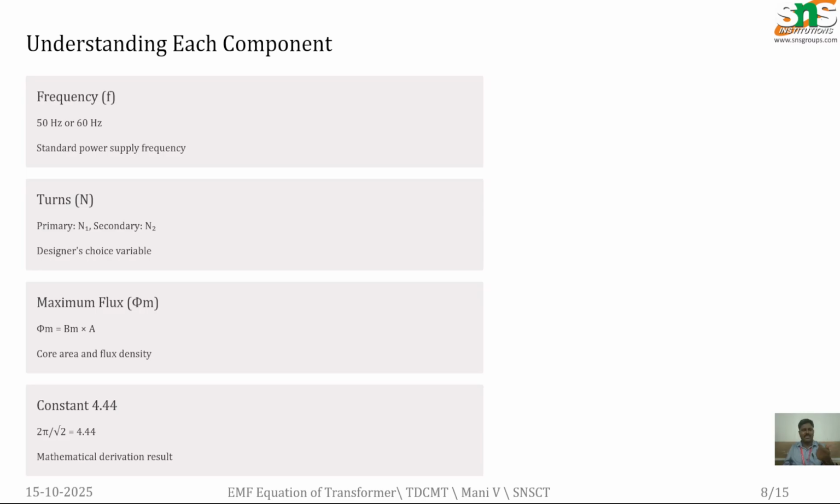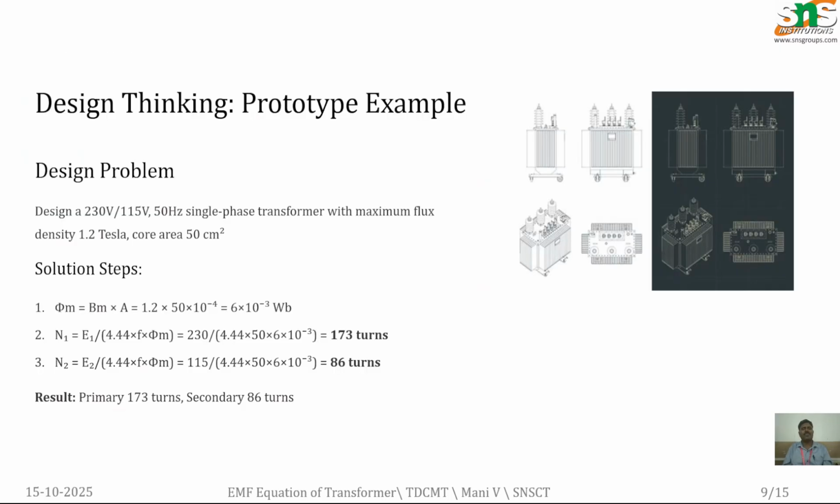And N is nothing but the number of turns. N1 indicates the number of turns in the primary, and N2 indicates the number of turns in the secondary. According to our output voltage, we can vary and change N1 and N2. And phi m is the maximum flux produced in the transformer core. It is mainly based on the flux density and the area of the transformer core. And 4.44 is the constant, which is 2 pi divided by root 2, from the mathematical derivation.